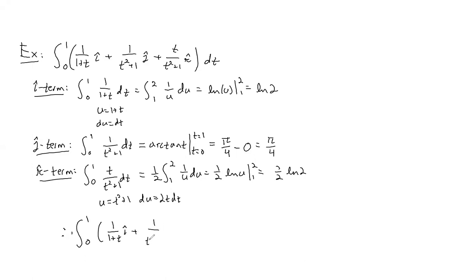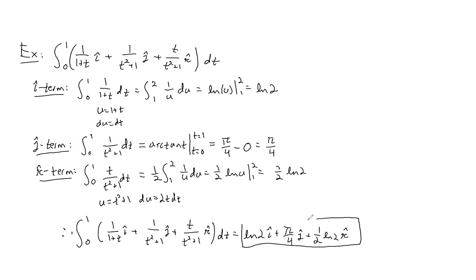So the answer in this case, integral from 0 to 1 of 1 over 1 plus t i plus 1 over t squared plus 1 j plus t over t squared plus 1 k dt, that's just going to become ln 2 i plus pi over 4, excuse me, not k, j, plus 1/2 ln 2 k. There's our final answer.